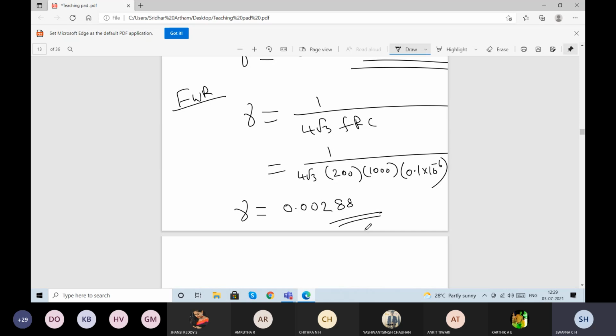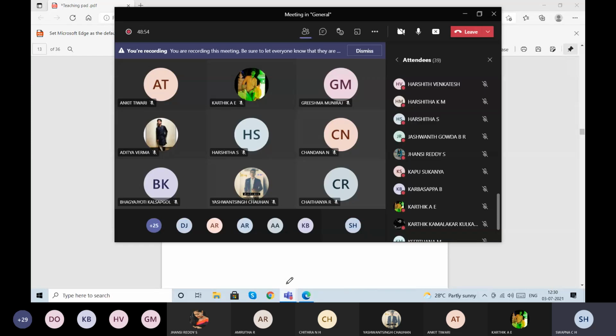That is all related to the half wave rectifier and full wave rectifier. Is it the same answer everybody has got? Rest of the class, have you all got the same answer? Yes, ma'am. Okay. Jhansi Reddy?